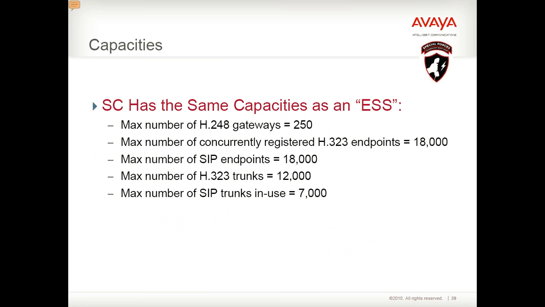Talking more about the ESS, if you're used to it, some of the same capacities here. If you have 248 gateways, you're looking at capacities of 250. And all the endpoints and the trunks for H.323 and SIP are all the same as well as the ESS today, and you guys can see those totals on the screen.